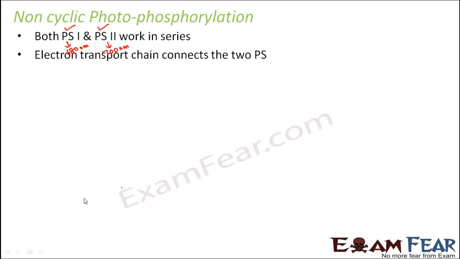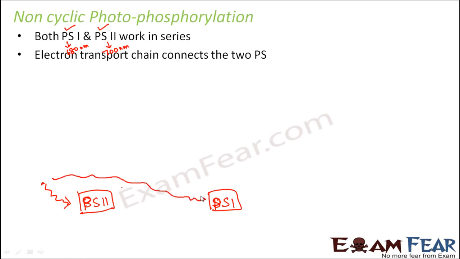So what is that electron transport chain? It is something like this. Let us suppose this is PS2 and this is PS1. So we have both the photosystems. PS2 will be at first, then it will be followed by PS1. So both the photosystems will be working here. Light will fall on both the photosystems together, so it will fall on this photosystem as well as on this photosystem.